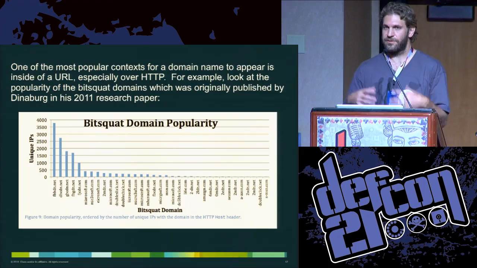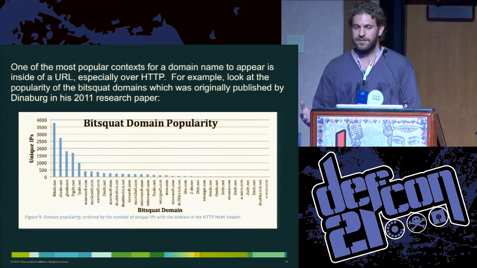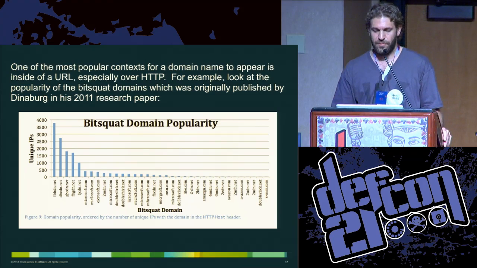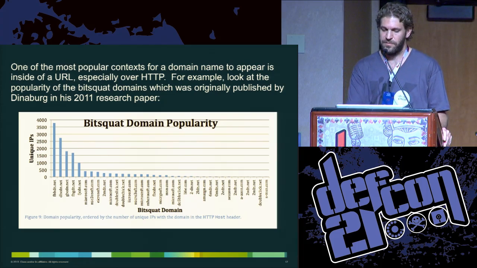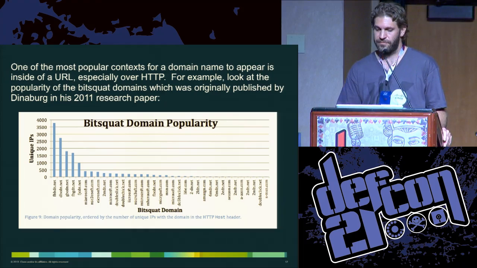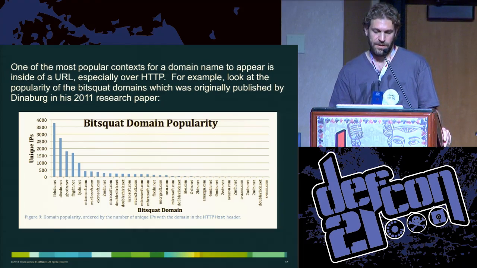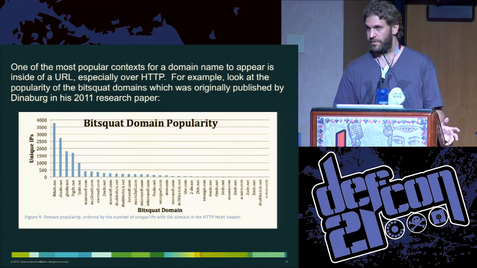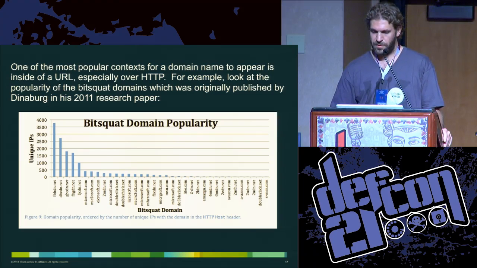So outside of the characters that are within a domain name itself, there's other ways that we found. And part of the inspiration for this idea came from this slide, which was originally published by Artem Dinaburg in his 2011 research. And if you look at this graph, you'll see that the most popular bitsquat domains that he registered all happen to be associated with web applications. And so I started thinking about that a little bit more.